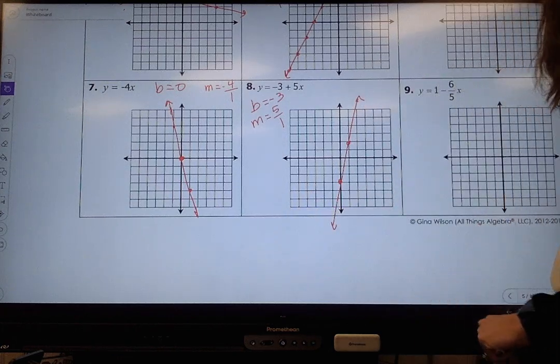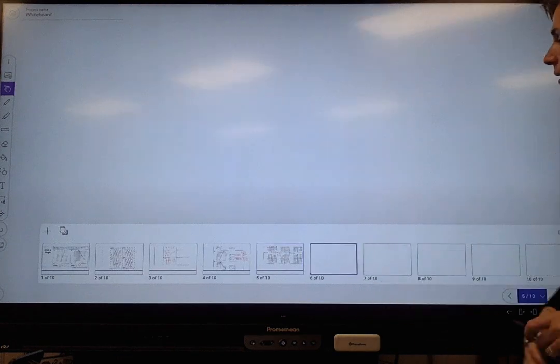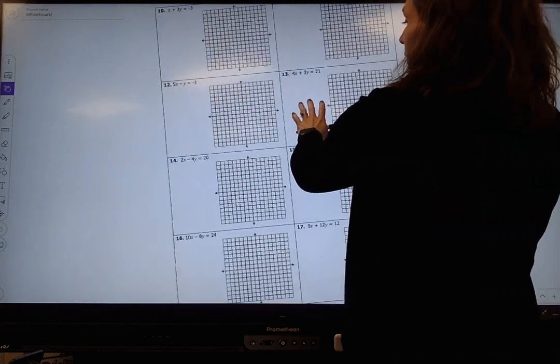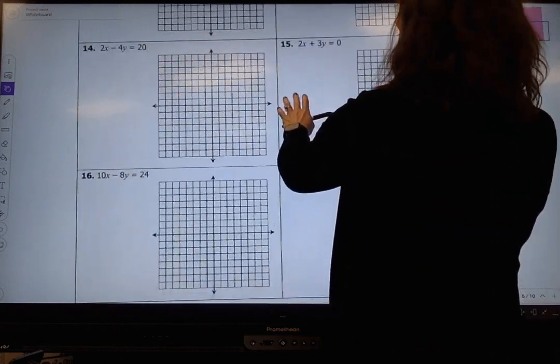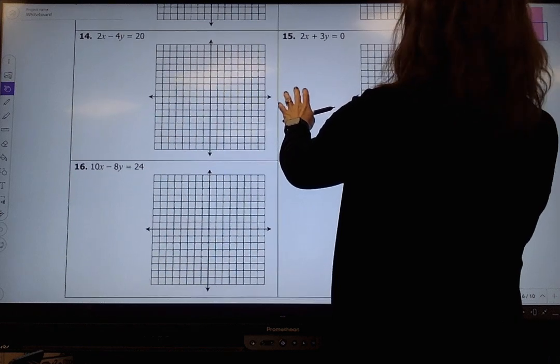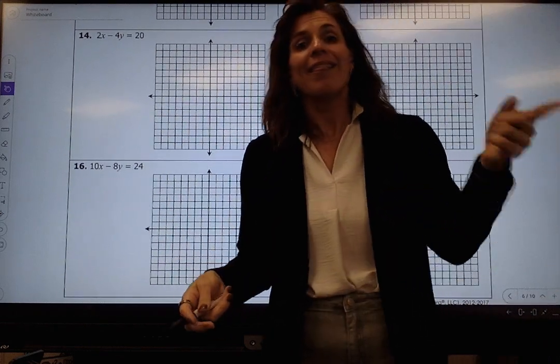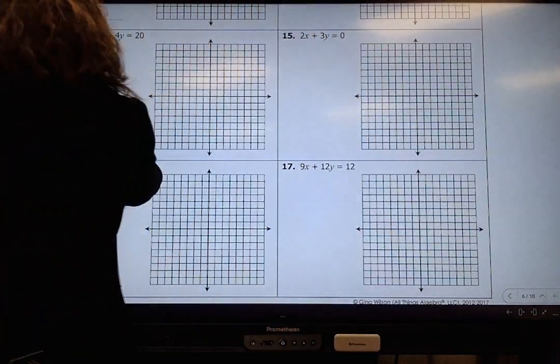All right, let's turn the page over. And now we're going to do these guys down here. Now it is in standard form, so I have to convert to slope-intercept form, then graph. So let's look at what I do over here.